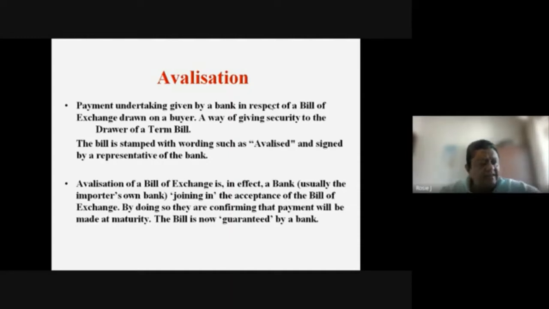DA means the exporter gives some credit to the importer, but if the importer does not pay at maturity, on the due date, then there is no responsibility on the importer's bank to make the payment, no responsibility on the exporter's bank to make the payment. Obviously, the exporter's bank will not be involved, right?